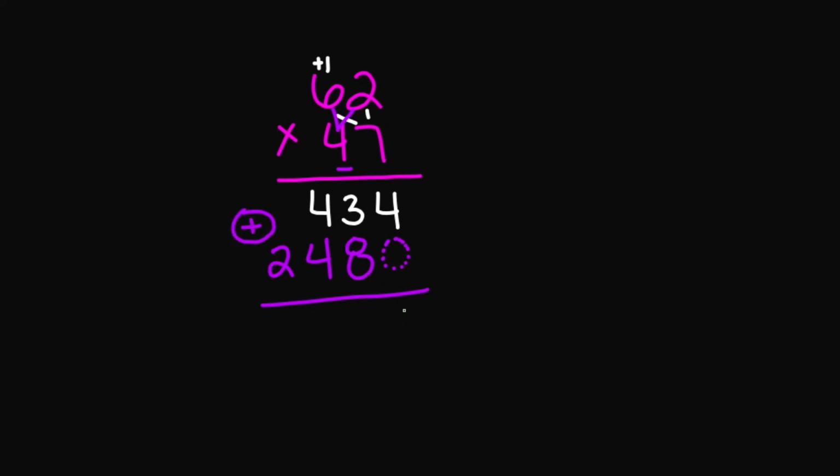So 4 plus 0 is 4. 3 plus 8 is 11. Write my 1, carry the other 1. 1 plus 4 is 5. 5 plus 4, that's going to give us 9. And then here we have our imaginary 0. So 0 plus 2, that's going to give us 2. So your final answer is 2,914.